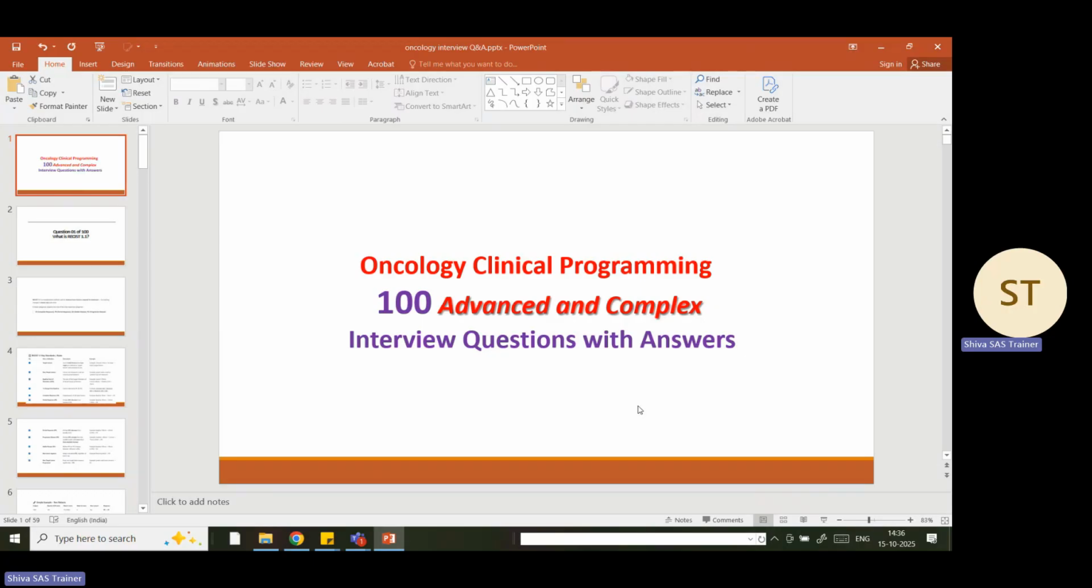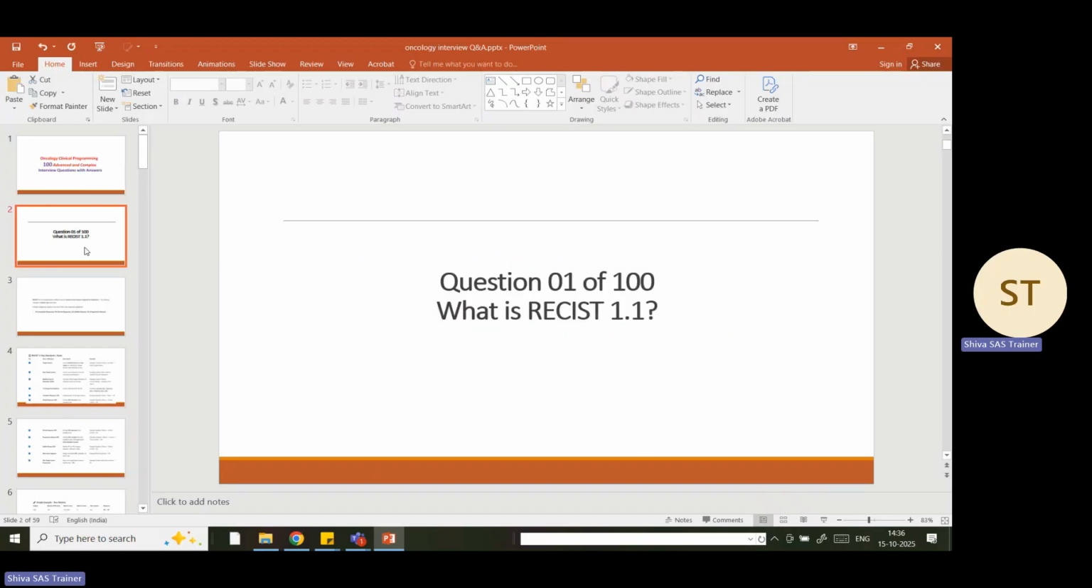So these 100 advanced, complex interview questions and answers will give more information about oncology, and it is easy for cracking the oncology interview. The first and main question they will ask you: what is RECIST? Which version are you using? We are using version 1.1. So what is RECIST 1.1?